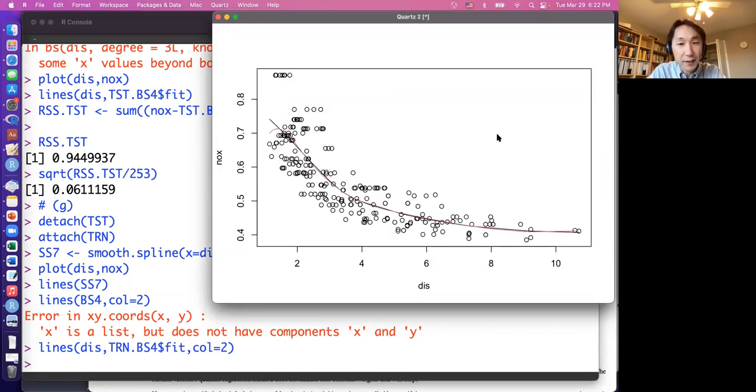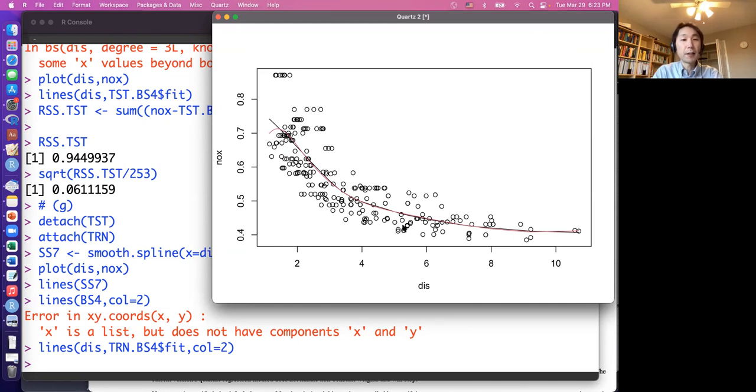Which one should you think is better? It's hard to decide, but the smoothing spline looks more natural to me because we have this bump. Maybe it's affected by this one, but it's pretty unnatural to assume each component is cubic. So the black line, maybe more natural.